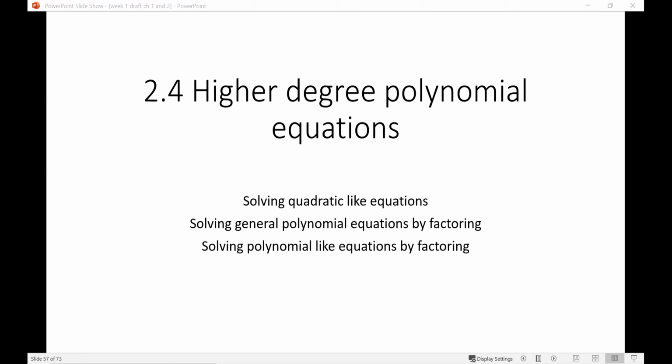And we're going to solve polynomial-like equations, meaning they're not polynomials because they have fractional exponents, but we're going to also do that using the same techniques as we solve polynomials with.